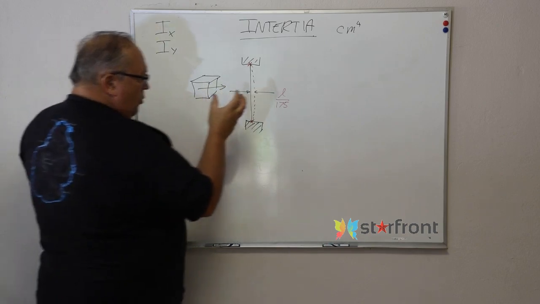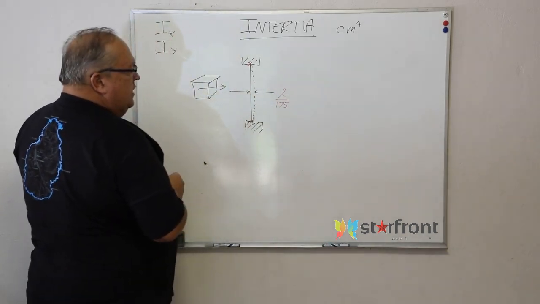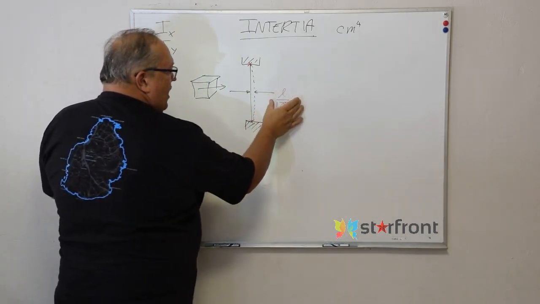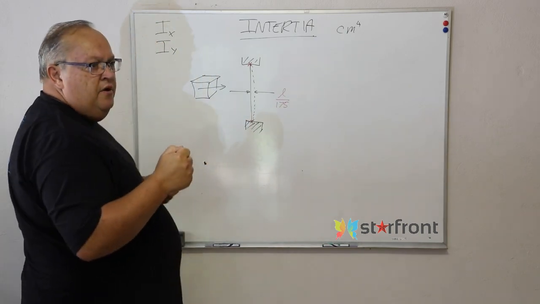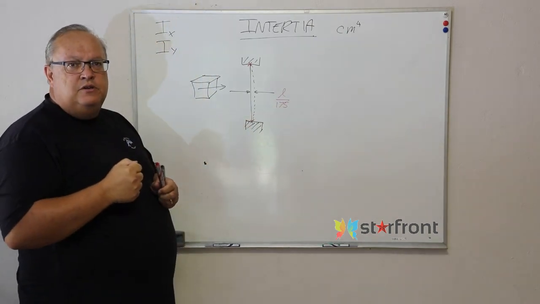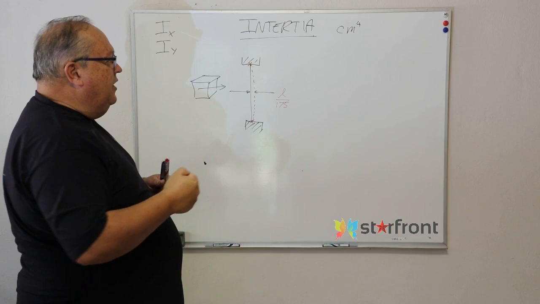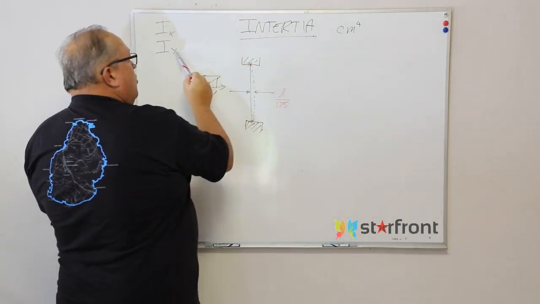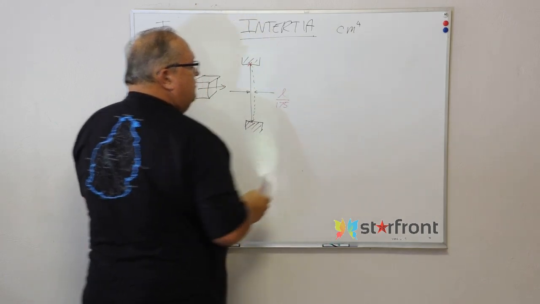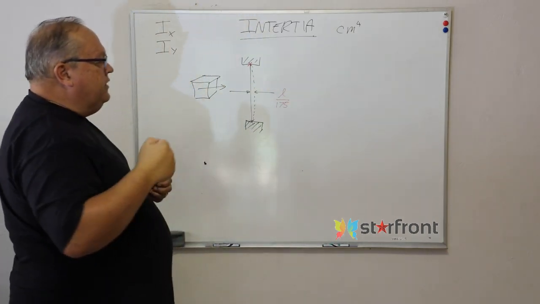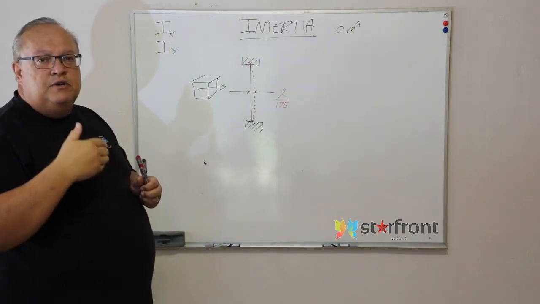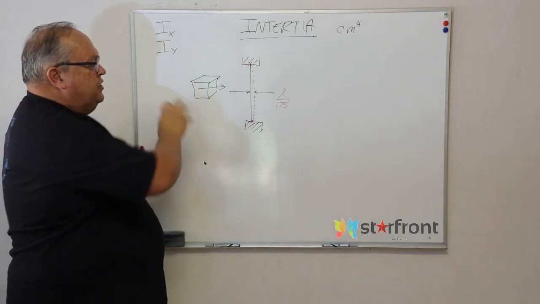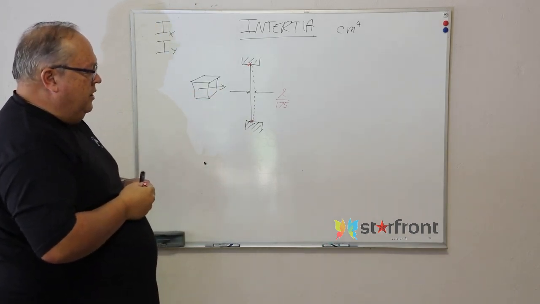So what this is really telling us is it's defining how stiff that particular profile needs to be. The stiffer the profile is, the higher the Ix or the Iy value in centimeters to the fourth, the more that profile is going to resist the deflection due to that wind load.